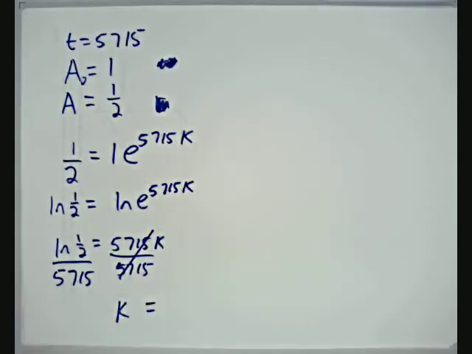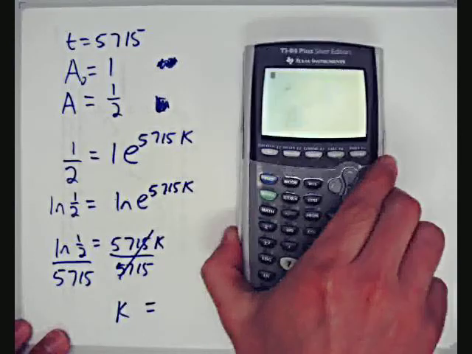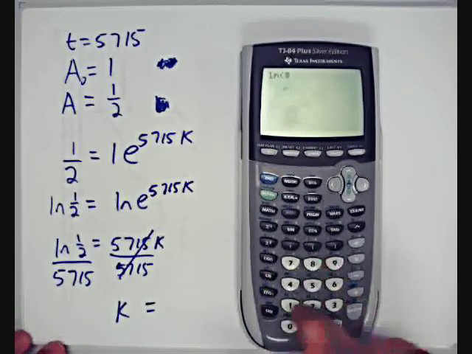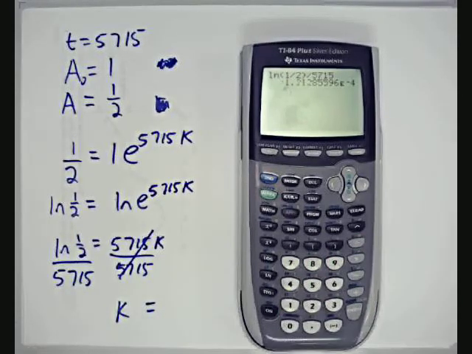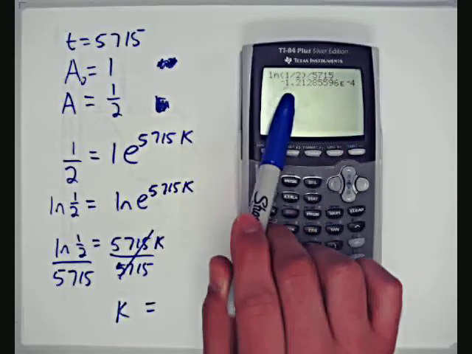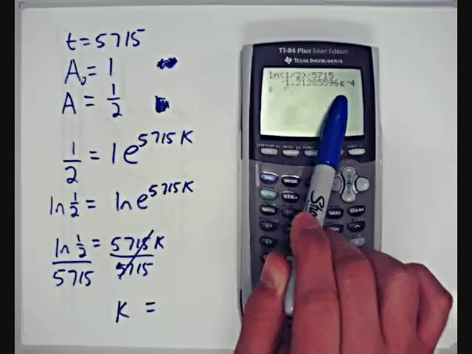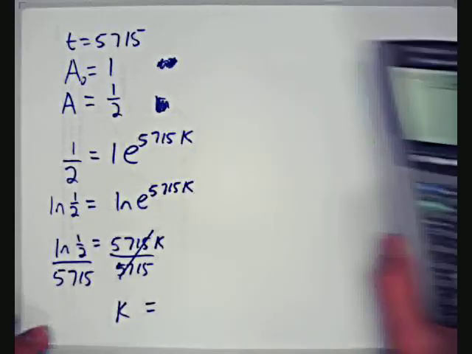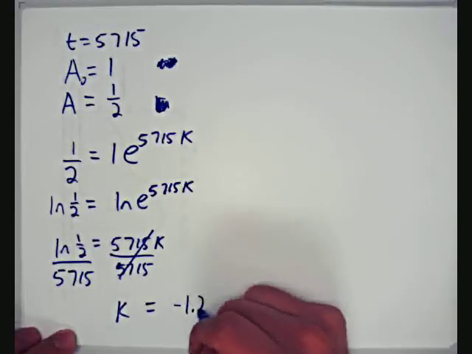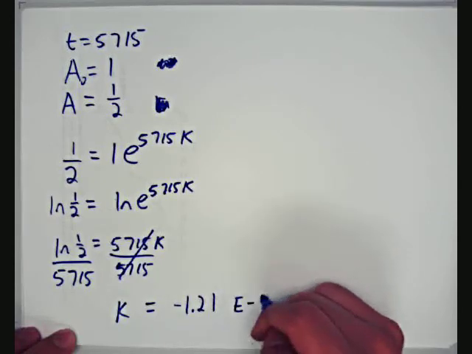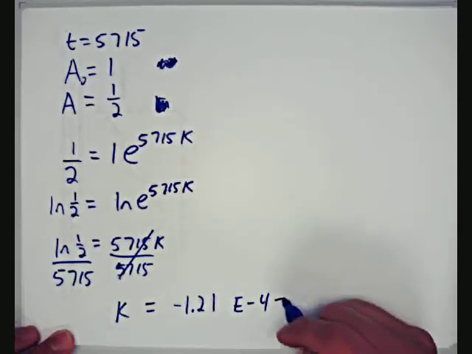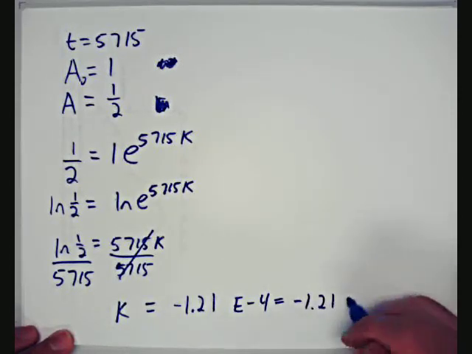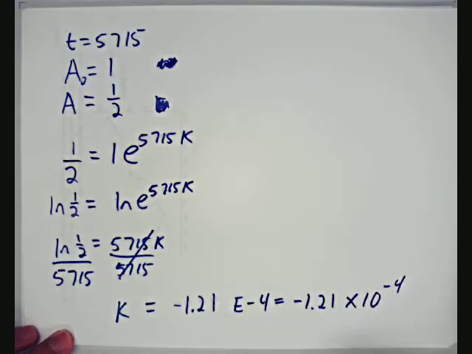Now on your calculator, if you enter this, let me show you what you'll see. We'll have the natural log of 1/2 divided by 5,715. And if you read your full screen, you have negative 1.21, a bunch of numbers, and then e negative 4. If you don't remember what this means, this is calculator language for scientific notation. This means negative 1.21 times 10 to the negative 4 power.